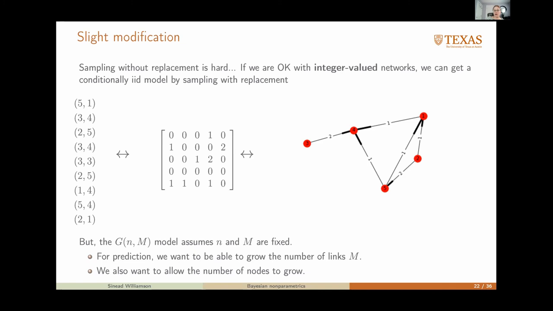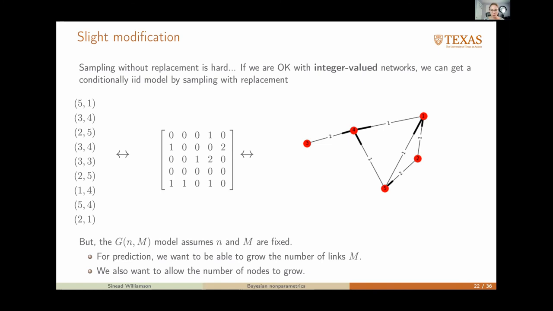Now, how do we get this into a network which can grow, right? We've explicitly assumed that we're sampling now with replacement from a finite number of potential edges because we have a finite number of potential nodes. But we want to be able to grow this network. So we want both N and M to be able to grow. Growing M is easy. We can just sample more edges, right? But we want to make N be able to grow in a principled way.